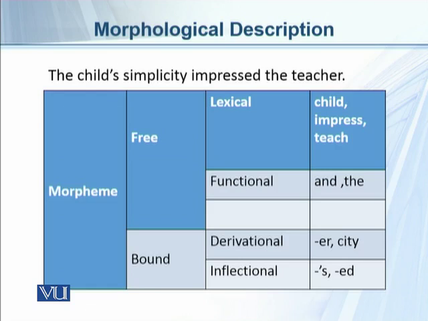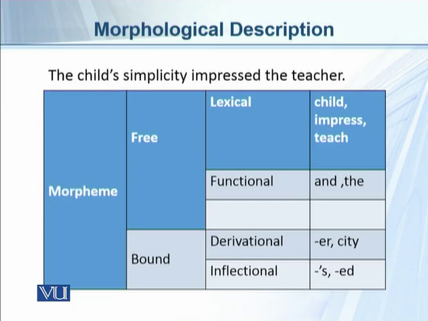And we get to bound morphemes. They are of two types, derivational and inflectional. So in this sentence, -ity and -er are derivational morphemes, and 's' and -ed are inflectional morphemes. So this is a way of explaining a sentence on the morphological basis, or we can say this is the morphological description of a sentence in which we can segregate all types of morphemes.